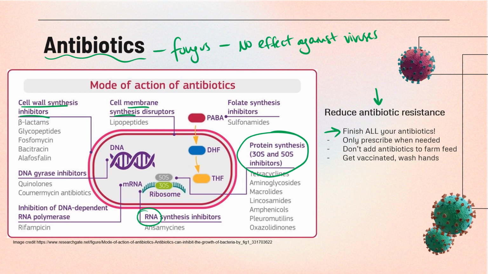How do we reduce antibiotic resistance besides finishing all the antibiotics that you are prescribed? We only prescribe antibiotics when needed. Don't ask for antibiotics if you have a viral infection. We're going to try to not add too many antibiotics to farm feed. We don't need to give antibiotics to every chicken, every cow, every pig on the farm. If we let them spread out a little bit more, if we don't have our animals walking through their own feces all the time, then we don't really need to add antibiotics because they won't be getting as many infections.